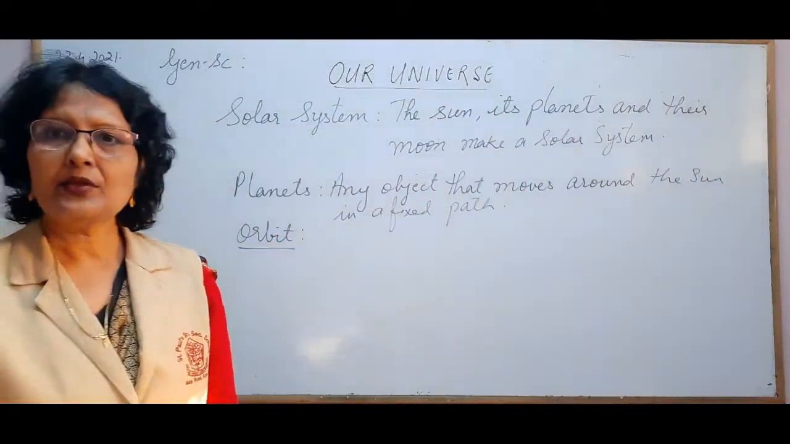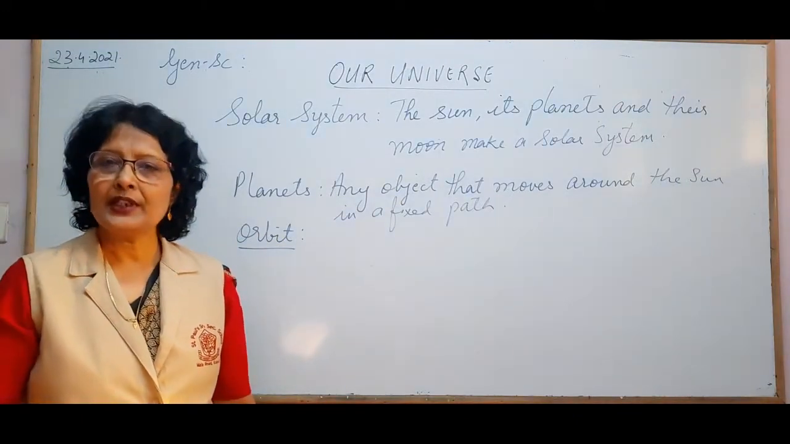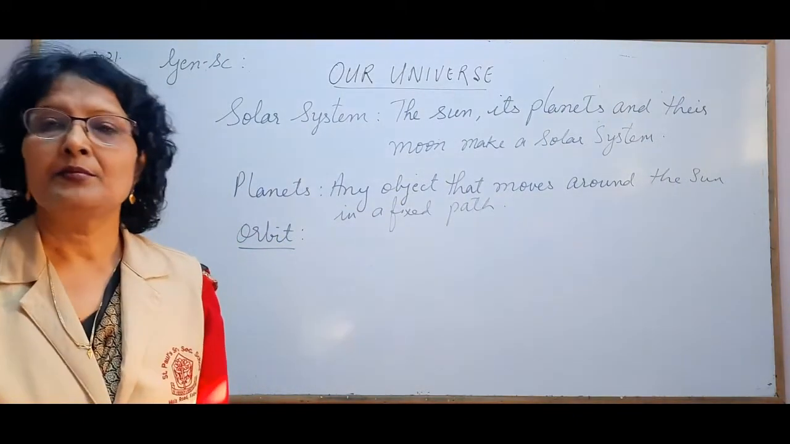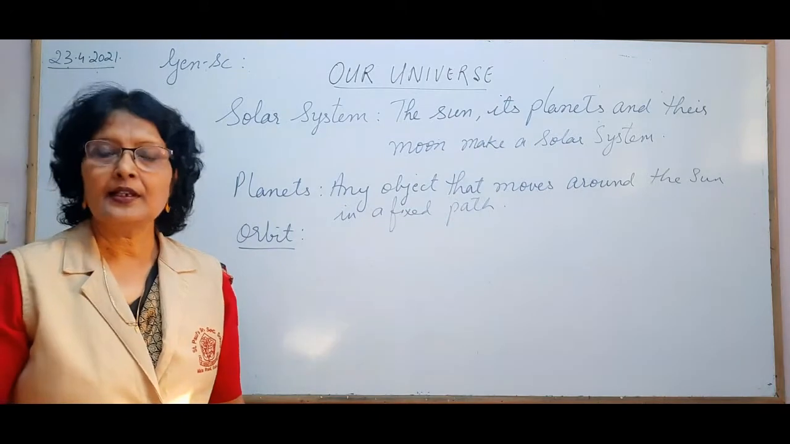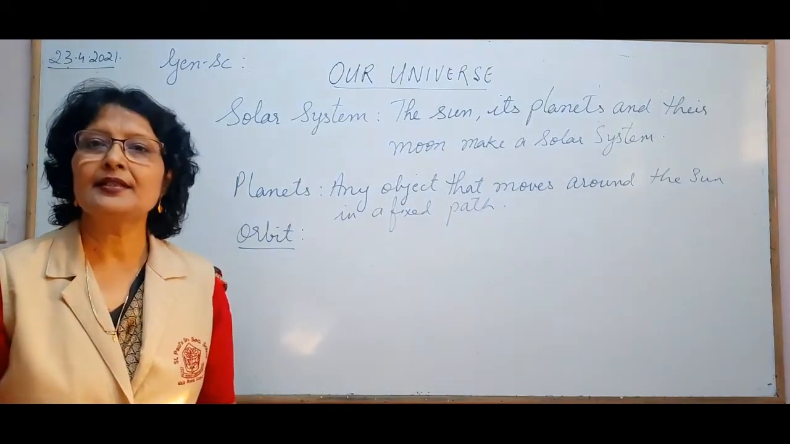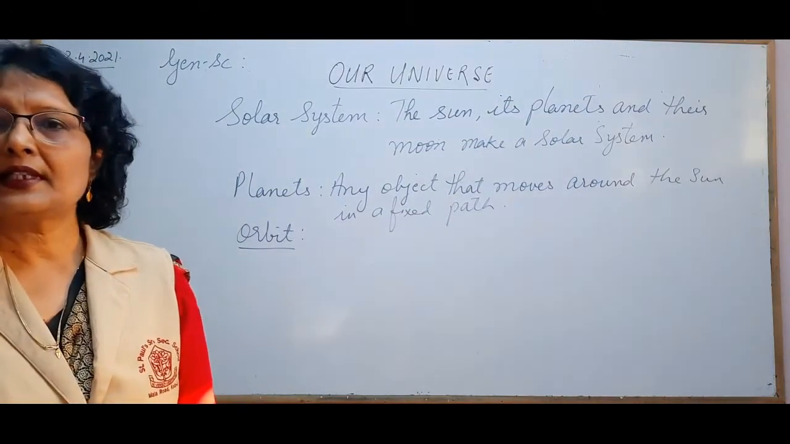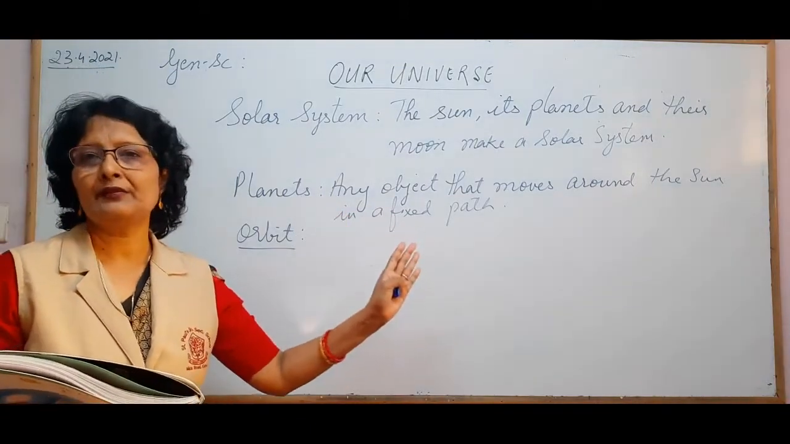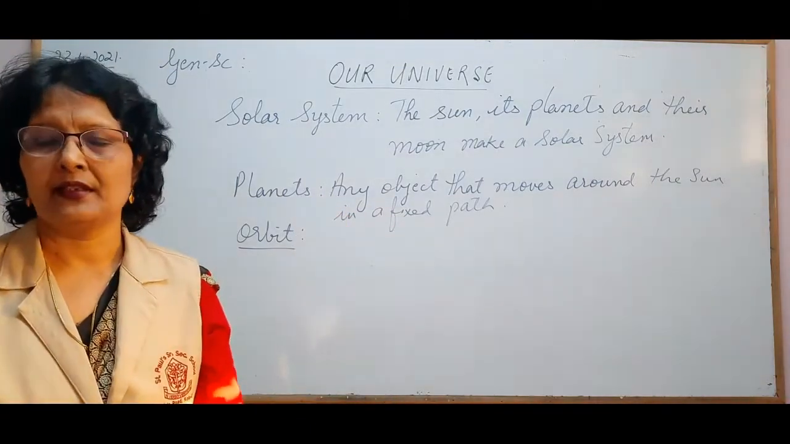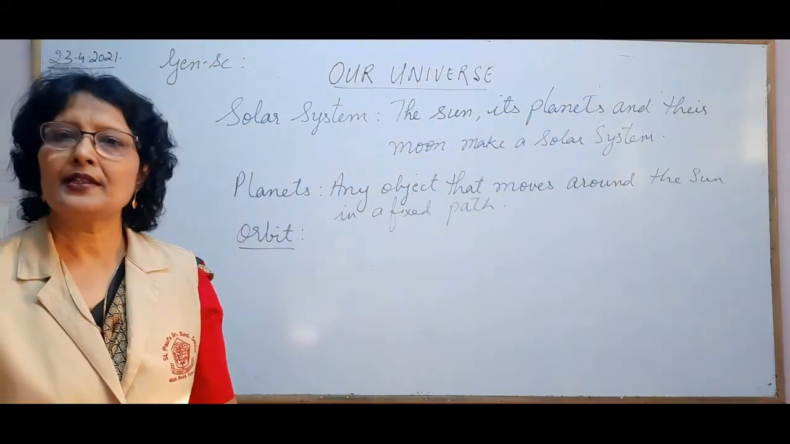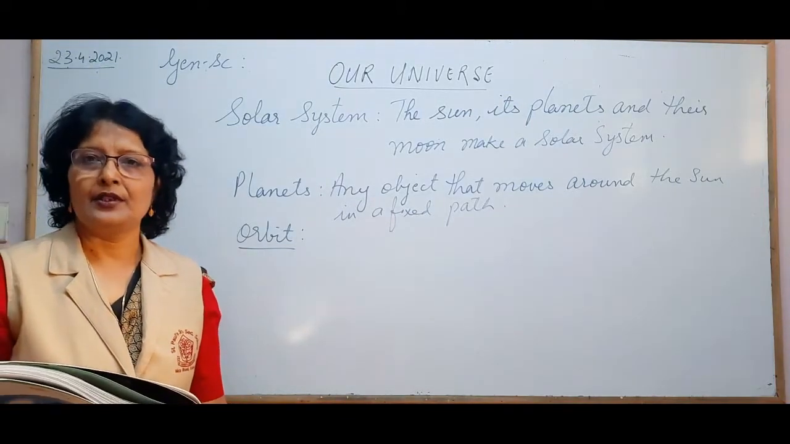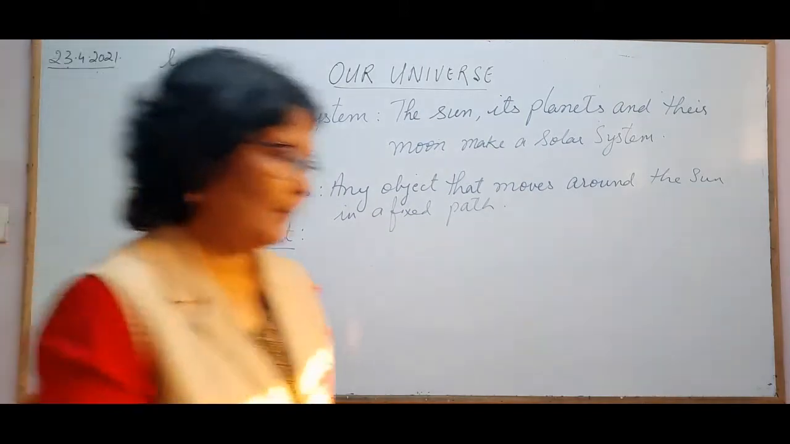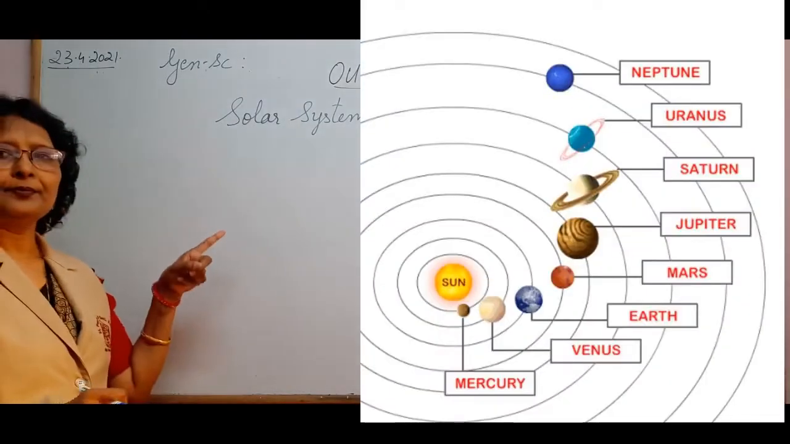I will just read it out. They are Mercury, Venus, Earth, Mars, Jupiter, Saturn, Uranus and Neptune. These are in order of their distance from the sun. The nearest planet to the sun is Mercury and the farthest is Neptune. Was that clear?